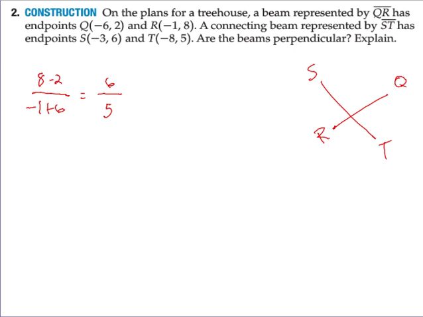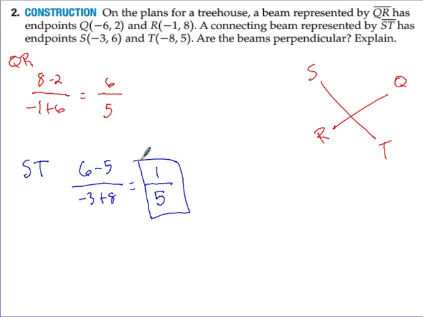And now let's find the slope of ST. And that would be 6 minus 5 over negative 3 plus 8. 6 minus 5 is 1. Negative 3 plus 8 is 5. So we can see pretty quickly that these are not perpendicular lines. They do not have opposite reciprocal slopes.